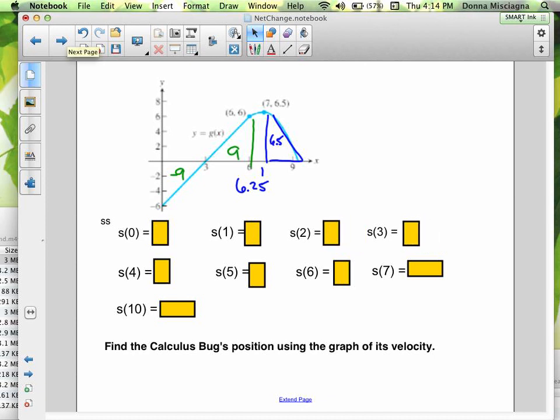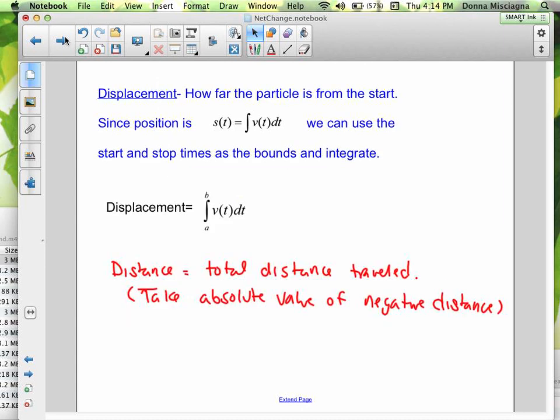And let's hide all those for some other time. So hopefully that made a lot of sense to you, and you did pretty well with that. That wasn't very difficult, I don't think. All right, displacement is how far is the particle from the start? Right? And it's another way of saying total change in distance, right?